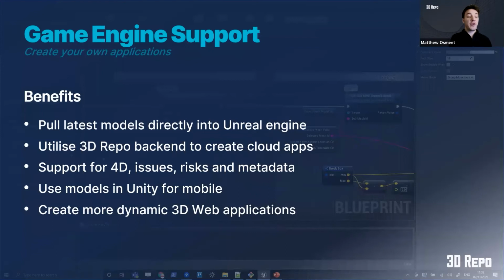You can use the 3D Repo API still to pull in 4D information, issues, risks, and metadata associated with that model. We now support Unity for mobile. So if you want to create a mobile app, you can use models that you've uploaded to 3D Repo on mobile apps that you're creating. And we allow you to create more dynamic 3D web applications using the Unity viewer in the browser.